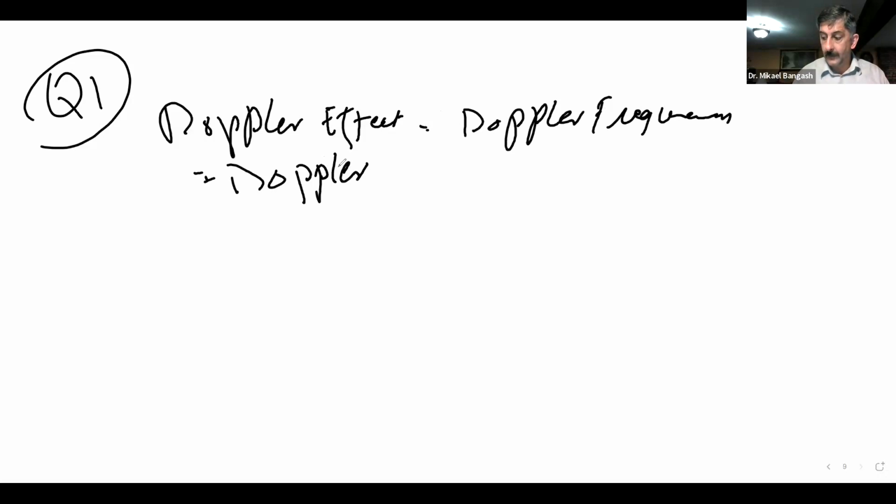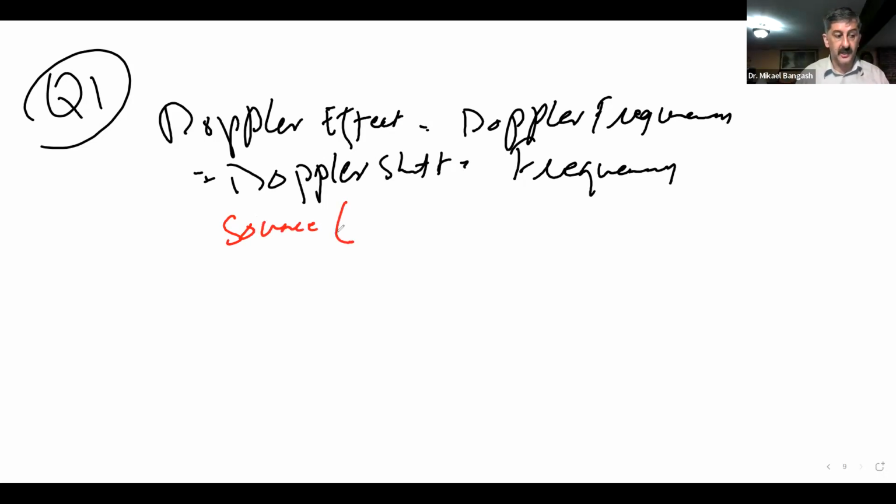Now, actually, it is a frequency. And when we say that, is that the source. Please keep in mind here that the source is what it has been from the beginning of this book. Your transducer.